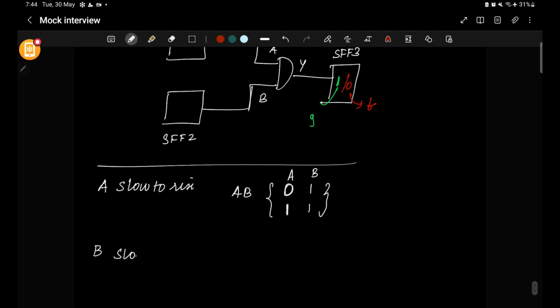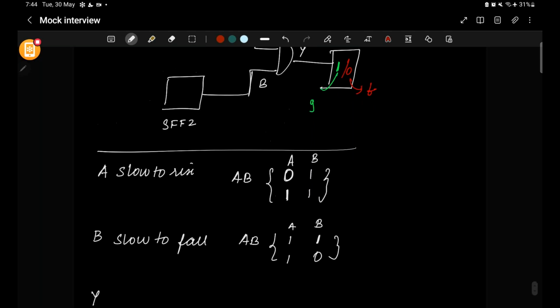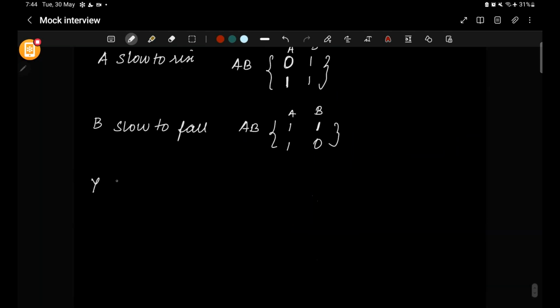And B slow to fall. B slow to fall fault means, in the same way, the tool will try to bring a fall transition in B net. Fall transition means first pattern it will try to write 1, second pattern it will try to write 0. Then in A net it will try to write a value which will propagate to the output. Okay. And the next fault I have given is Y slow to rise, right? Y slow to rise.